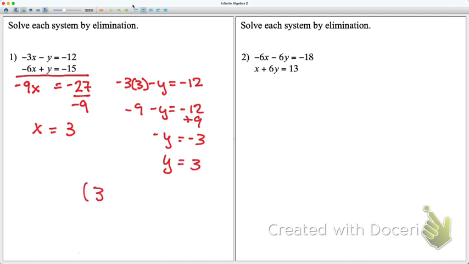So the answer is 3, 3. No, I got negative 3. Oh, hold on. I forgot to bring the negative down from the 12. Never mind. Yeah, it's positive 3. How would you change the negative? Well, it was a negative y and a negative, so you multiply or divide by a negative 1.